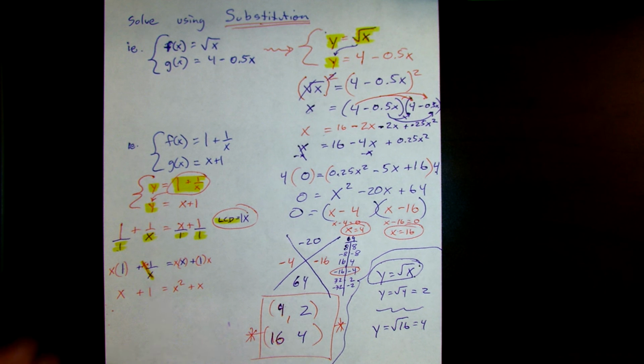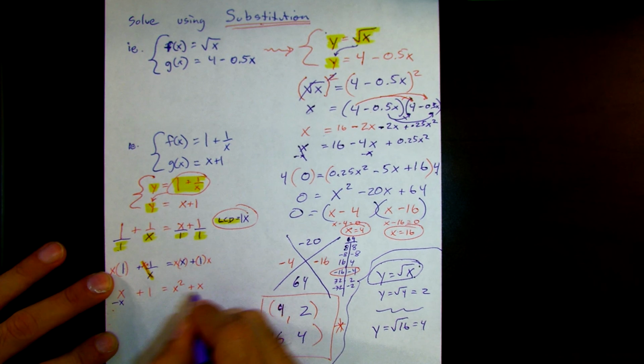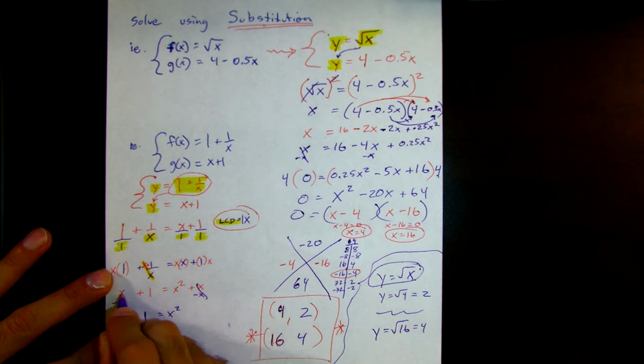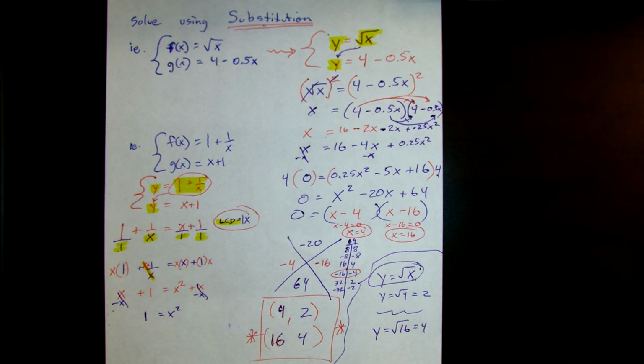I'm looking at this. I want to get everything to one side, but when I move over the x, look what we end up with. 1 is equal to x squared. I'm just going to leave it like that. I'm going to solve it.